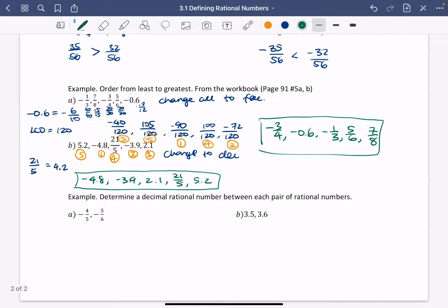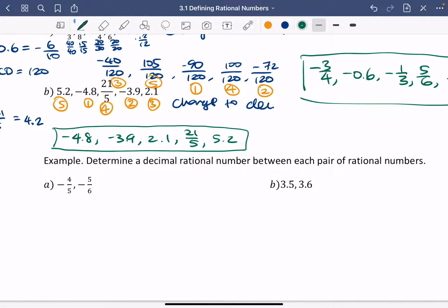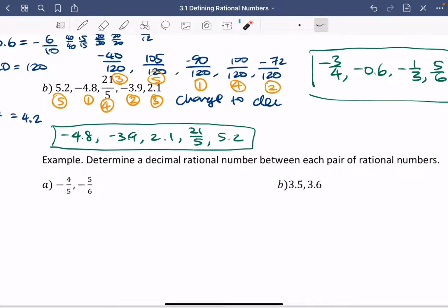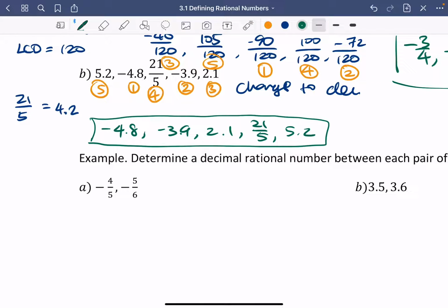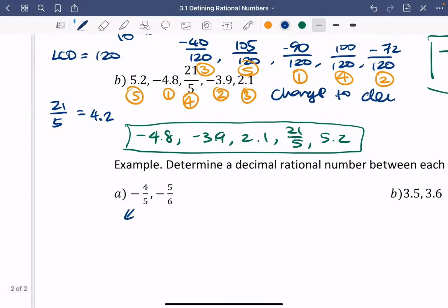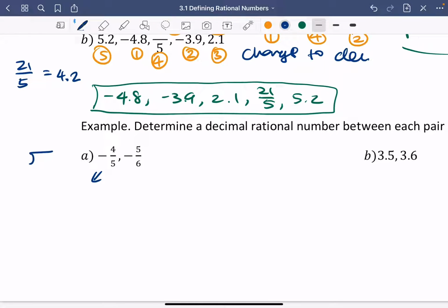Okay, moving on to the last example. Determine the decimal rational number between each pair of rational numbers. So basically, you want to find the decimal that's in between the two numbers. Well, it's a fraction, so it's kind of hard to find a decimal between them. So let's change them to decimals first. Okay, so this one, negative 4 over 5. So 4 divided by 5. So this will be negative 0.8.